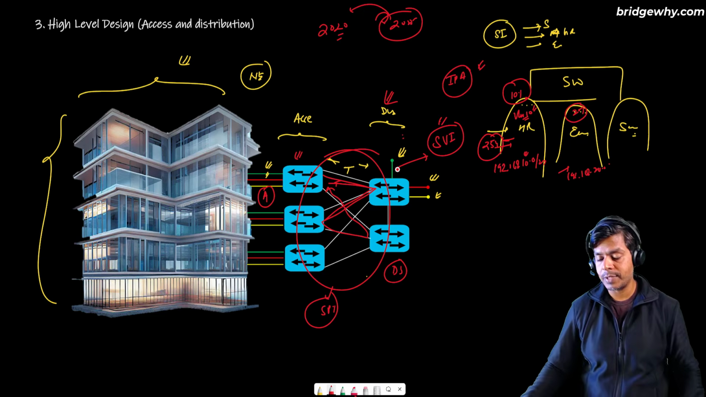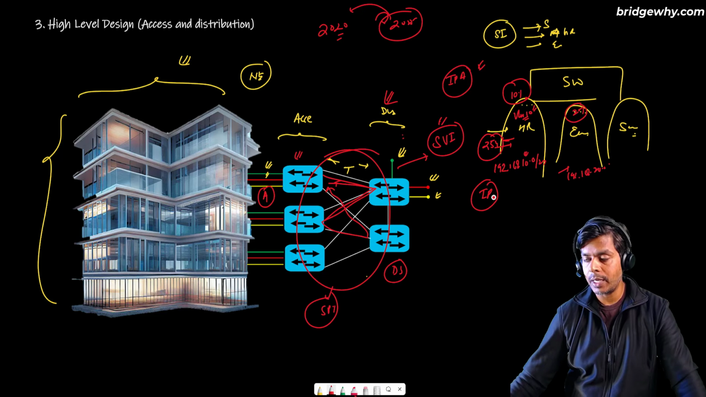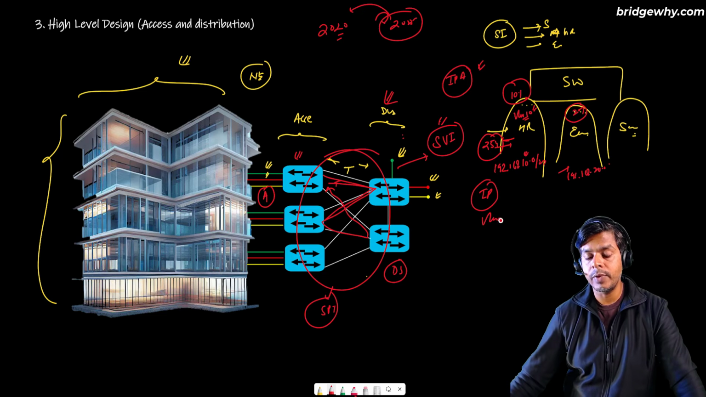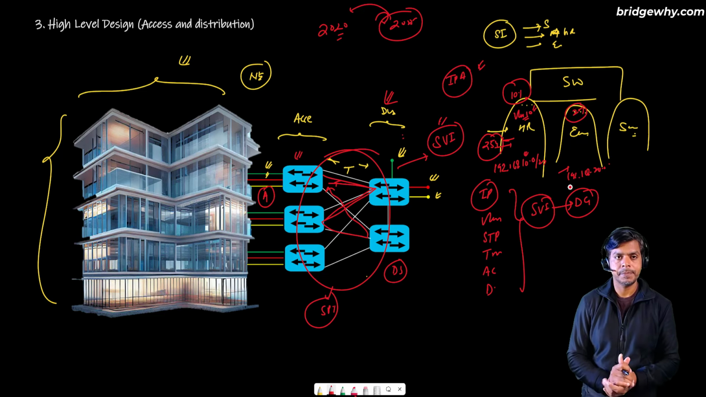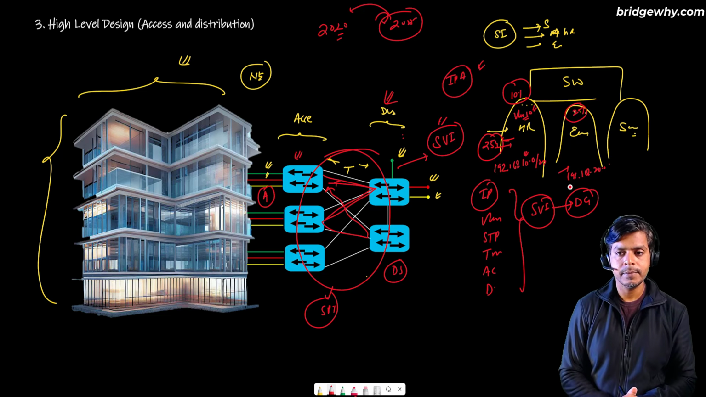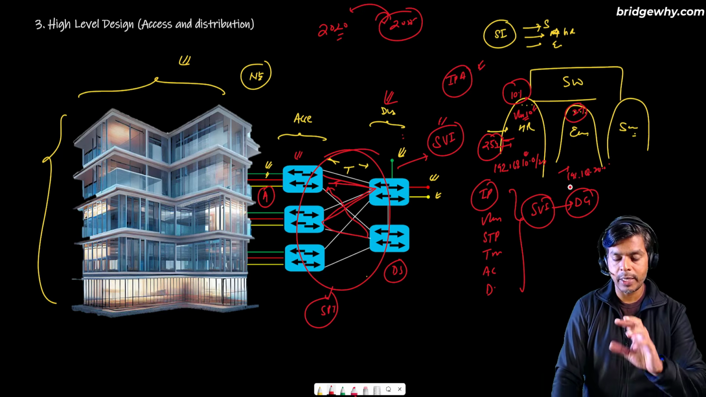Till now, what we have done, we have introduced IP addressing, right? Subnetting, we have introduced VLAN, we have introduced spanning tree protocol, we have introduced trunk, we have introduced access switches, distribution switches, also switched virtual interface and default gateway. As simple as that, right? So basically, if you see right now, we are good with respect to our initial design.